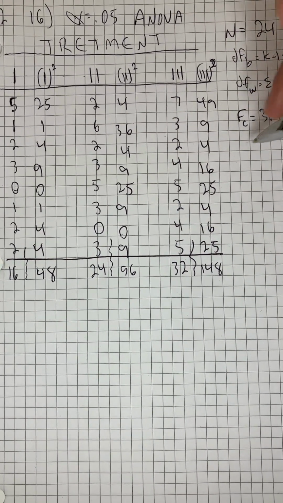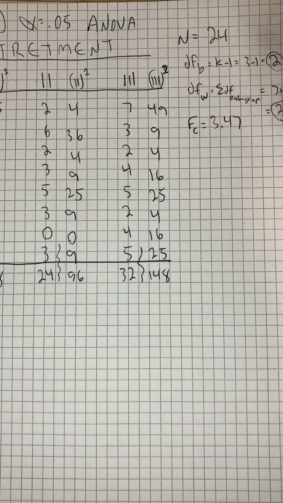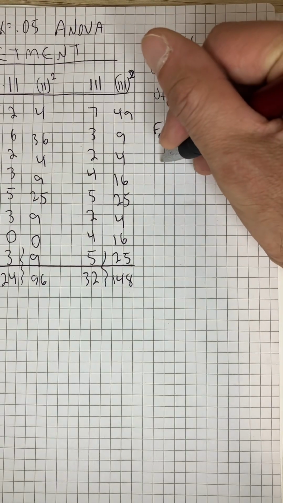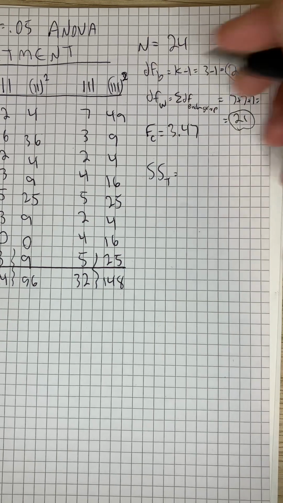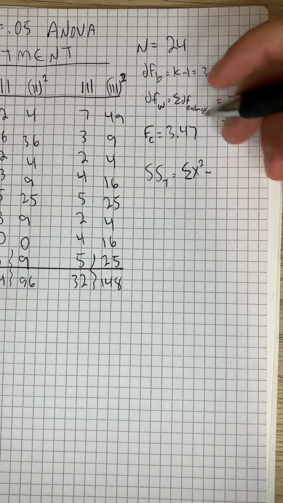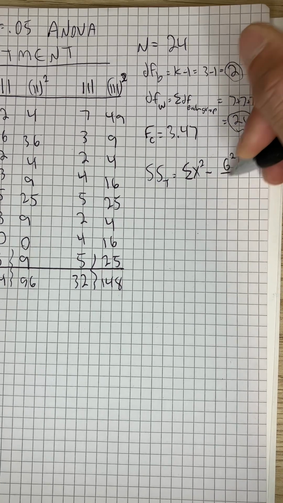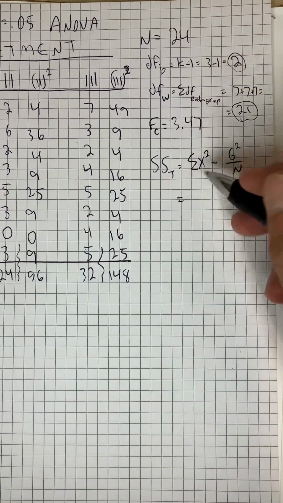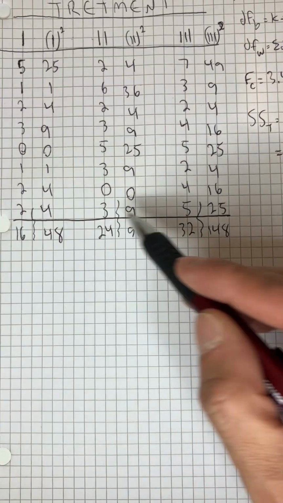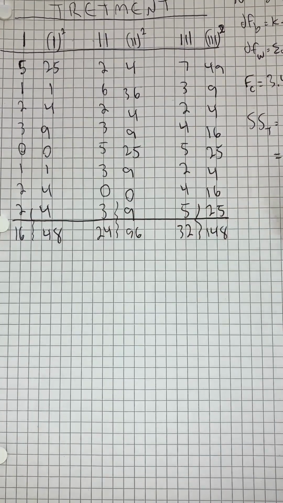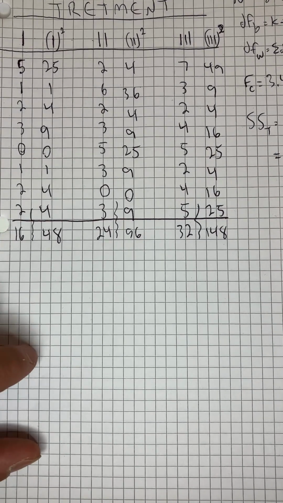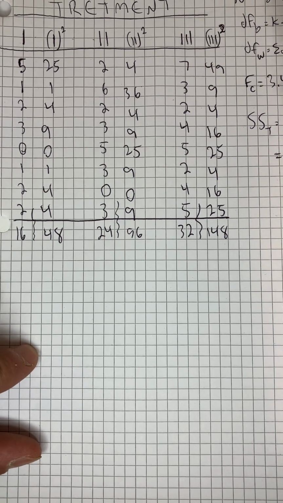The first thing is to start with the sum of squares total, and then we'll partition that into the sum of squares between and within. The sum of squares total is the sum of all of the scores squared, minus the grand total squared over big N. For the first term, we can get that just by adding the squares of each of these treatments: 48 plus 96 plus 148. So that term ends up being 292.